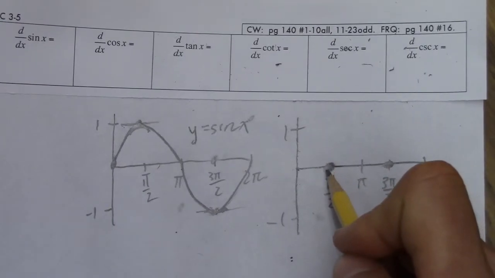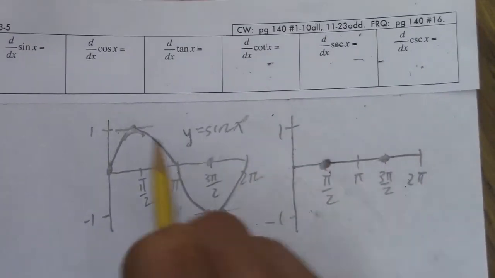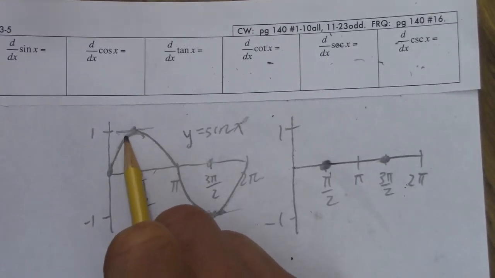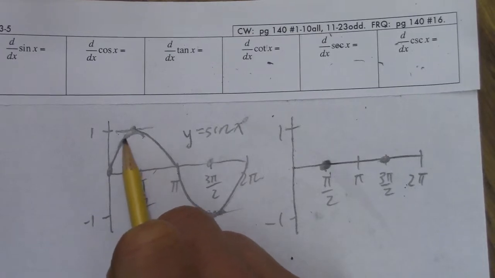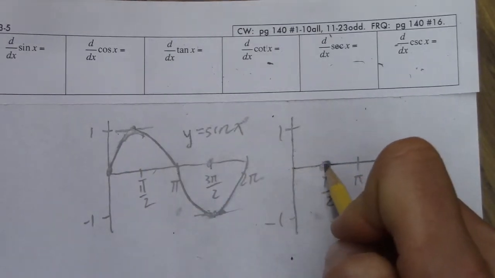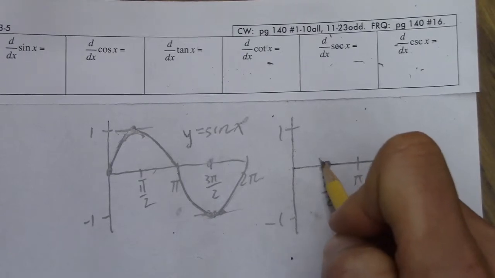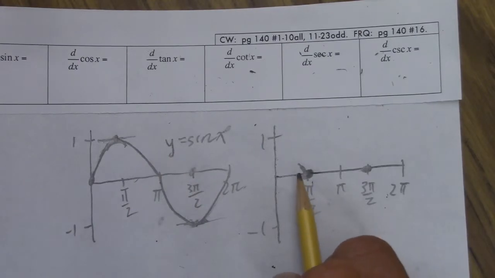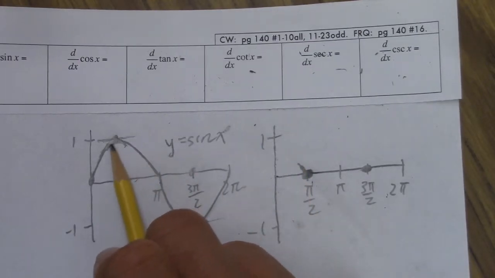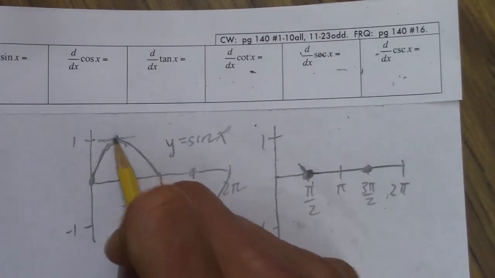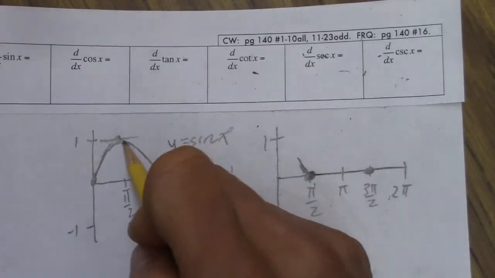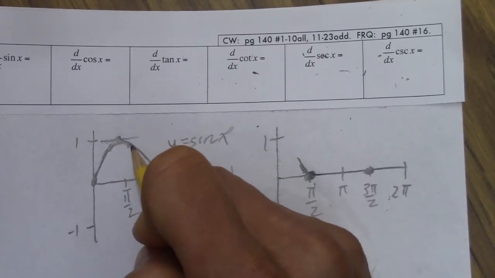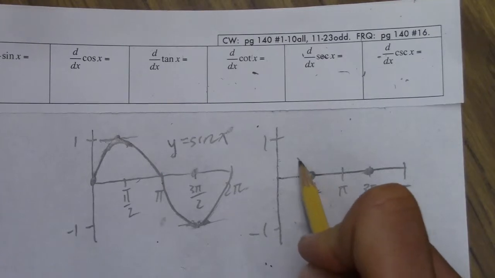Now let's look on either side of those points where the slope is 0. From the left, the ant would be walking uphill, so the slope is positive. So before pi over 2, the y value, the numerical value of the slope of the original graph, would be positive. Positive slope, positive y value. After pi over 2, the ant would be walking downhill, so the slope is negative, so the y value is negative.